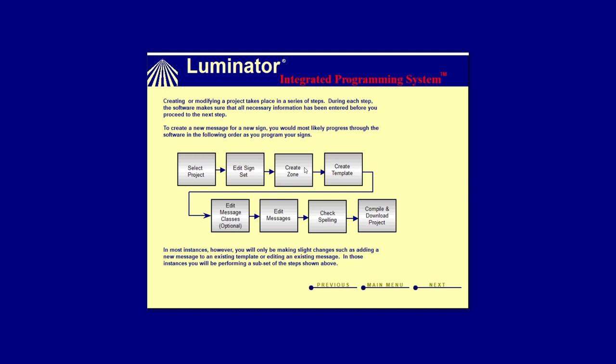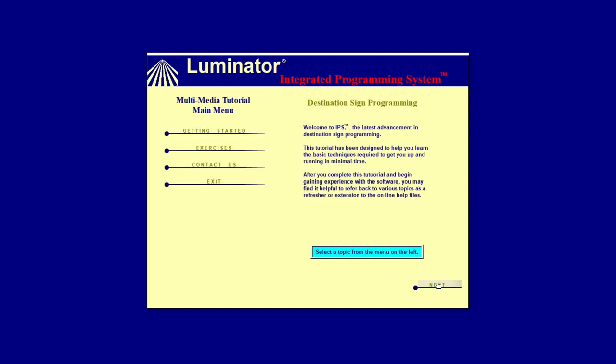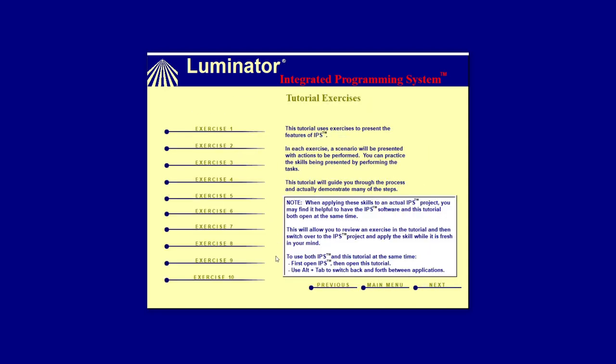A message class is like an archive that contains different fields in which you place text. Messages are like the individual readings that you see on signs. Check spelling because no one's perfect. And then once you do all that, you compile and download a project onto a card or an MCU. So that's getting started.